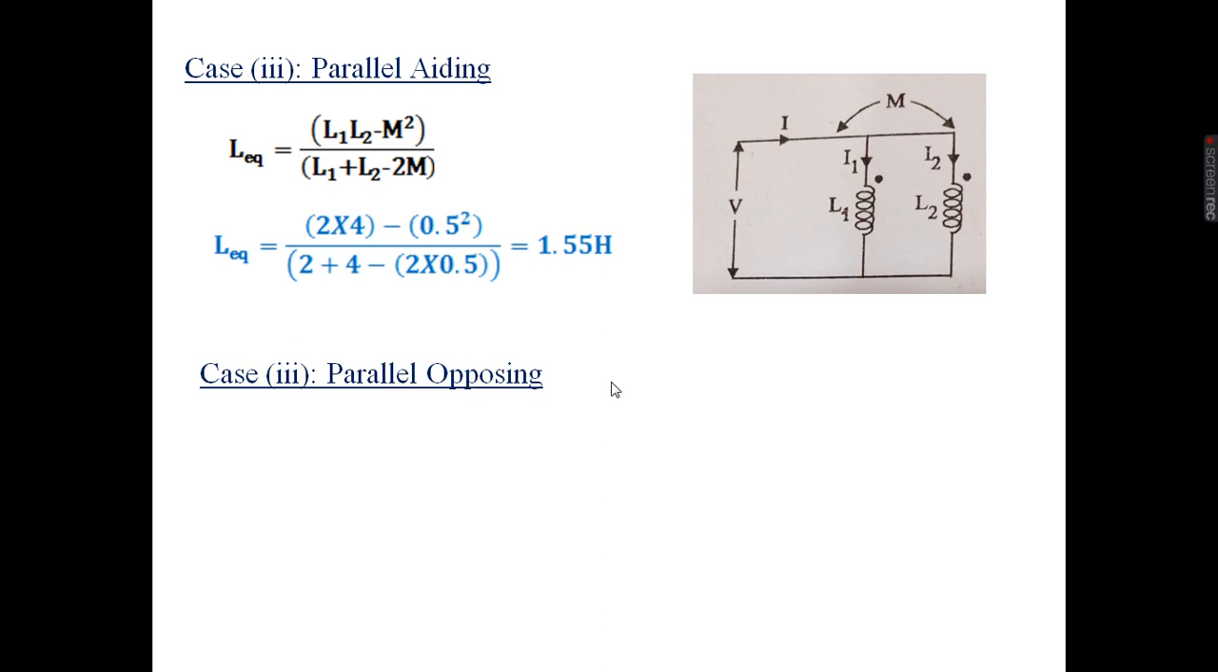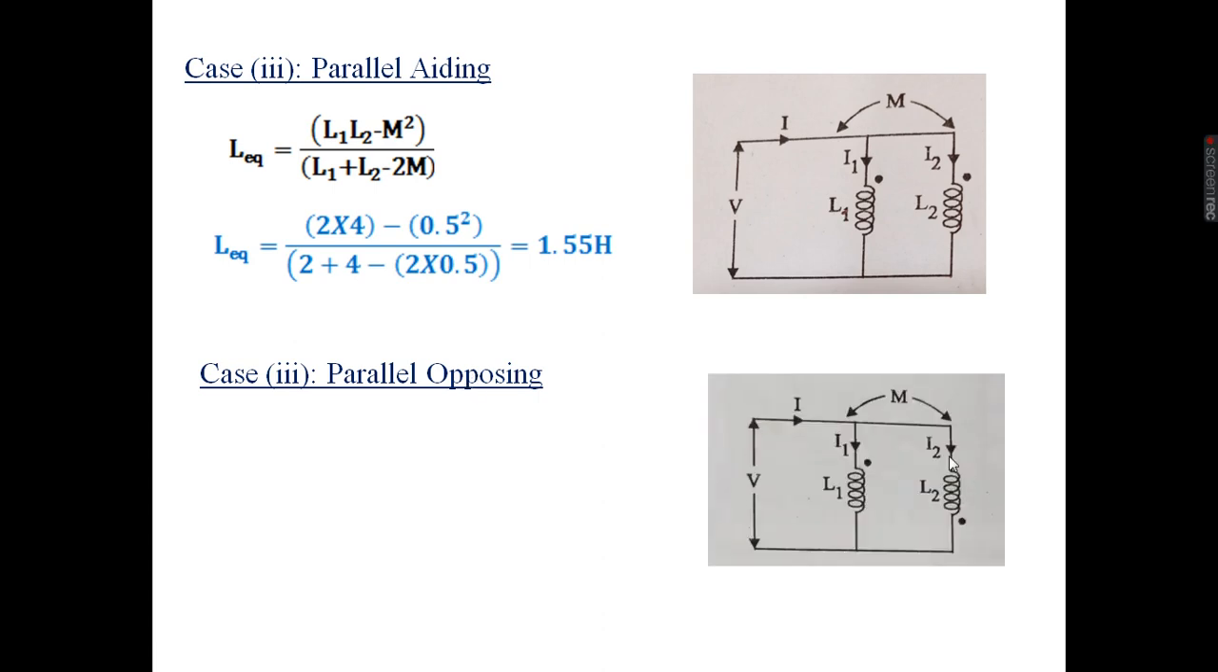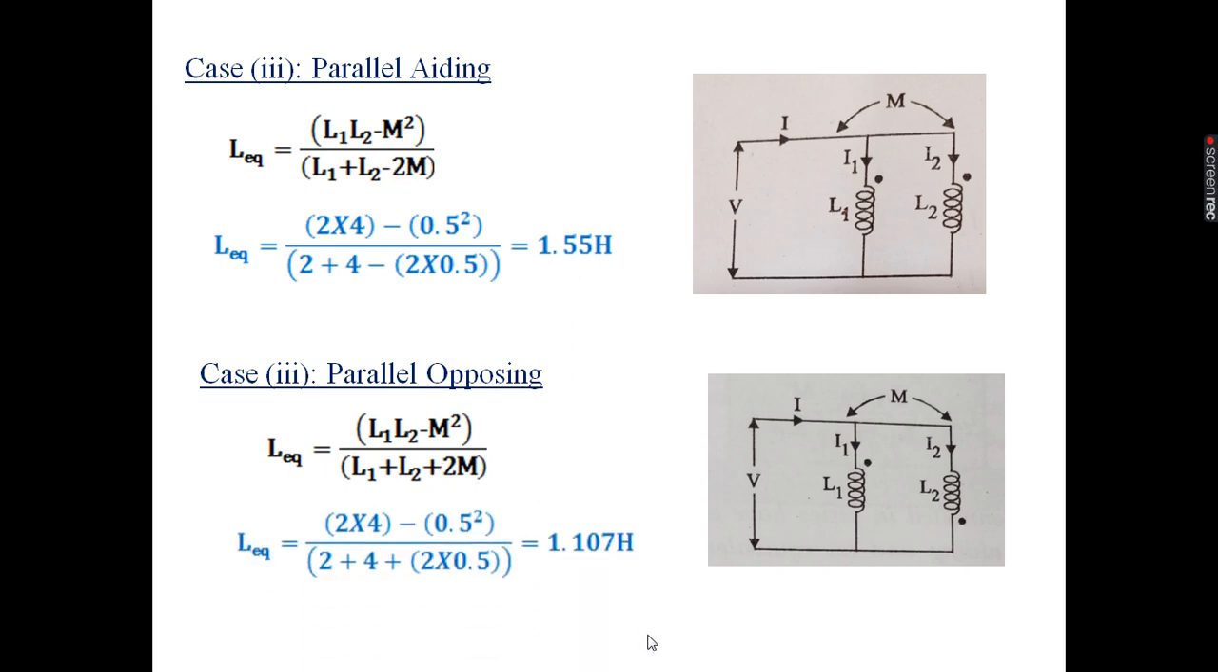Case 4, I have turned case 3, can make it as case 4. It is parallel opposing. In parallel opposing, we got two coils connected in parallel across a common voltage source, and you can see here in one coil current enters the dot, in the other coil current leaves the dot. So our equation will be L1 L2 minus M square divided by L1 plus L2 plus 2M. Okay, only this sign has to be replaced with plus. So once you substitute the values, we'll get the answer. L equivalent will be 1.107 Henries.